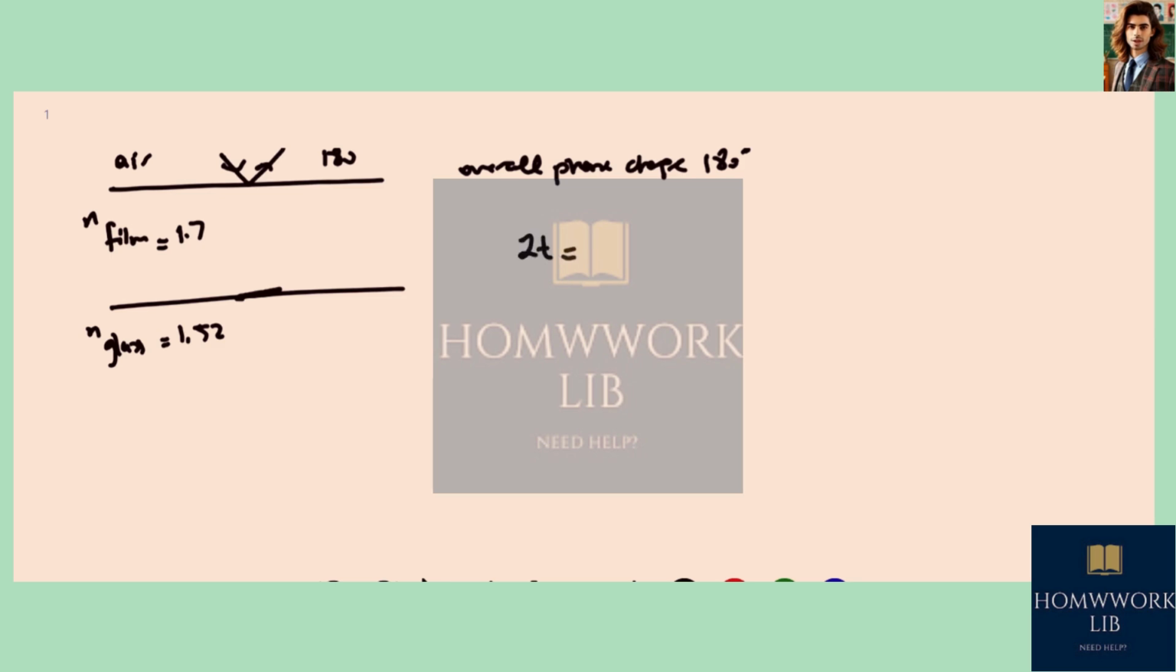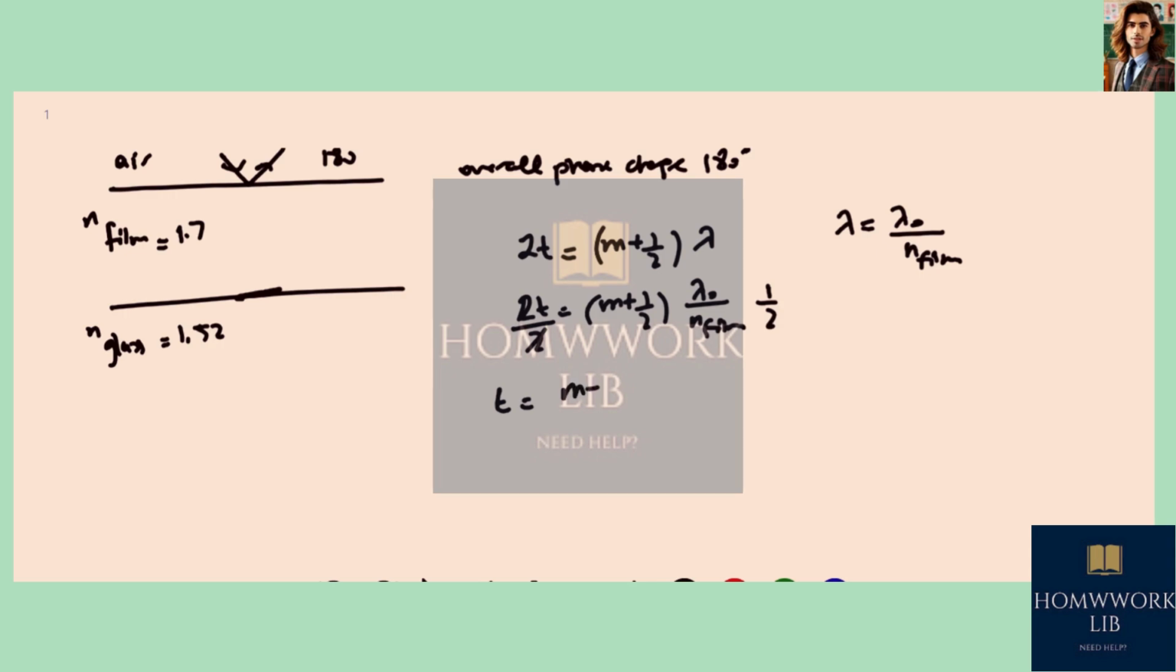So then our equation is going to be twice the thickness equals m plus 1/2 lambda in this particular medium. So lambda in vacuum or air divided by n film is going to give us this lambda. So then 2t is going to be equal to m plus 1/2 lambda divided by n film. Divide both sides by 2. Then we have the thickness to be m plus 1/2 lambda naught over 2 n film.